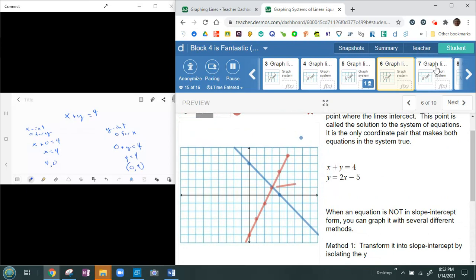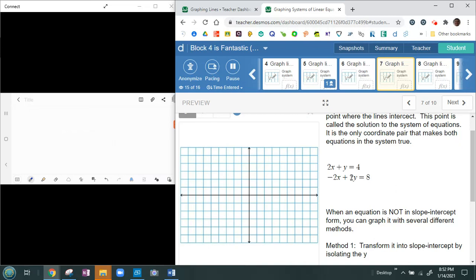Moving on, number 7. Okay, oh boy, not in slope-intercept form. So 2x plus y equals 4. So now we got to find the x-int and the y-int. We do this one by plugging in 0 for y. So that basically cancels out. So we divide by 2, x equals 2. So that's 2, 0. That's 1 point.